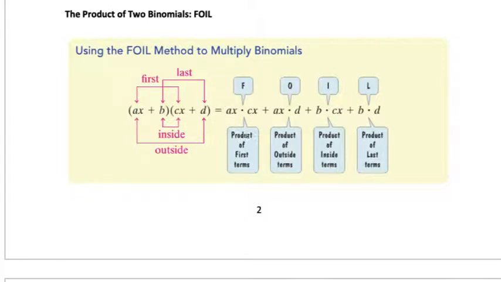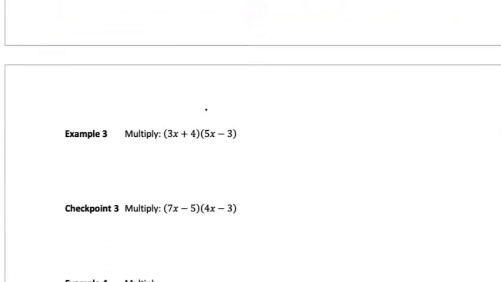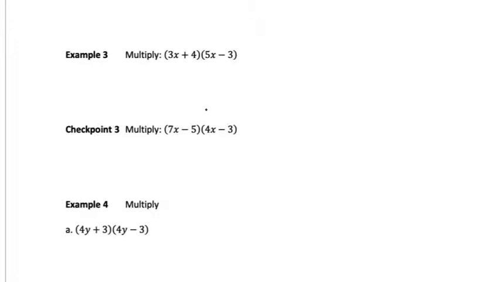F means you take the product of the first terms in the binomial. Outside is the outside terms, inside is the inside terms, last is the last terms. And then you add all those together, that gives you your product. So, looking at example 3, we have 3x times 5x. For first, that's 15x squared. Remember, x times x is x squared.